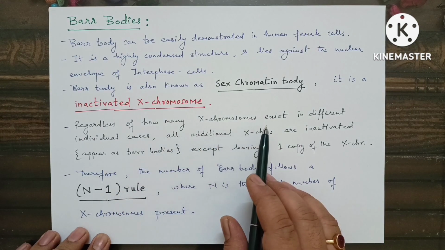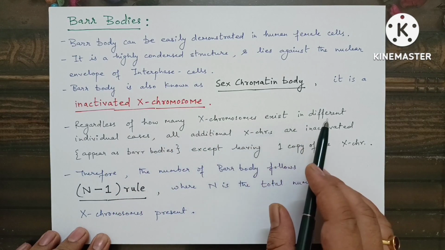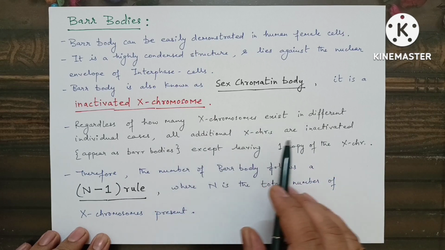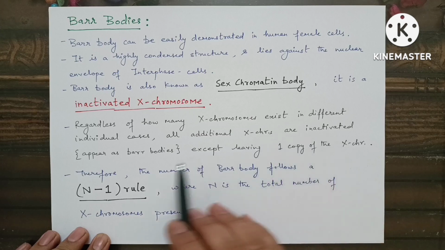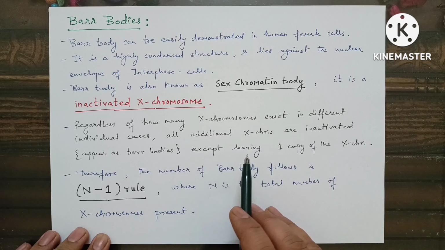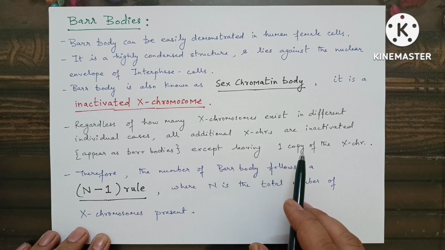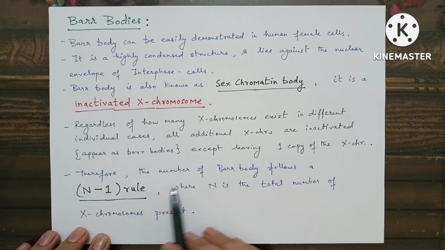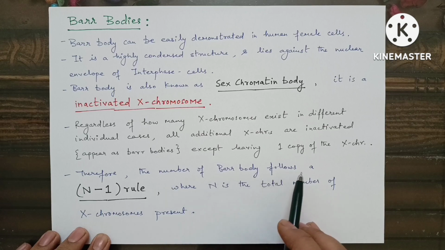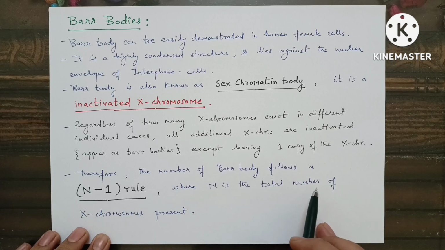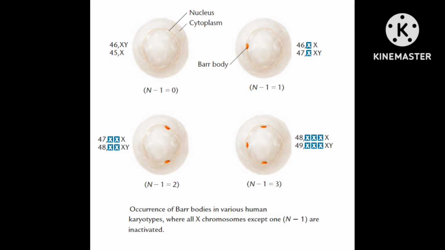Regardless of how many X chromosomes exist in different individual cases, all additional X chromosomes are inactivated and appear as Barr bodies, leaving a single copy of the X chromosome. Therefore, the number of Barr bodies follows an n-1 rule, where n is the total number of X chromosomes present.